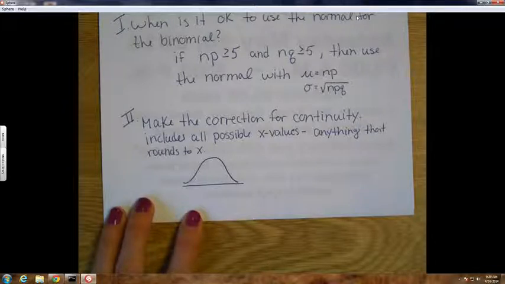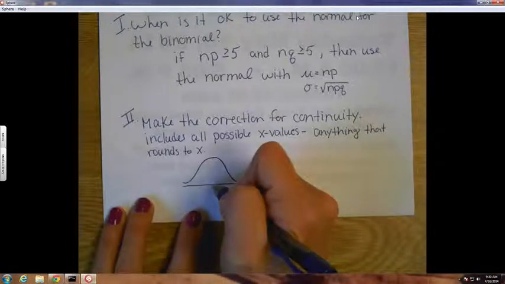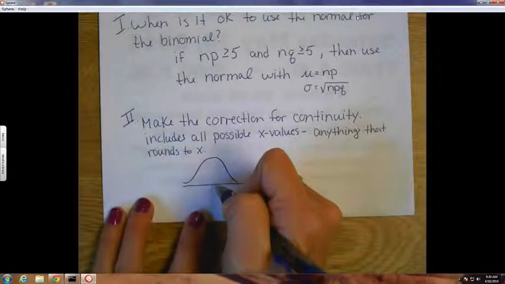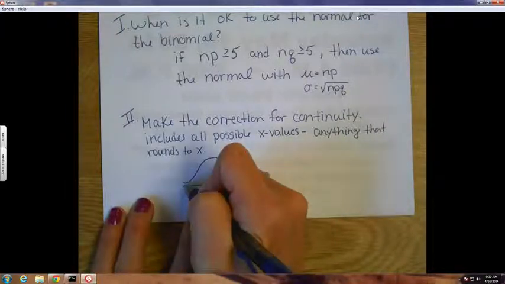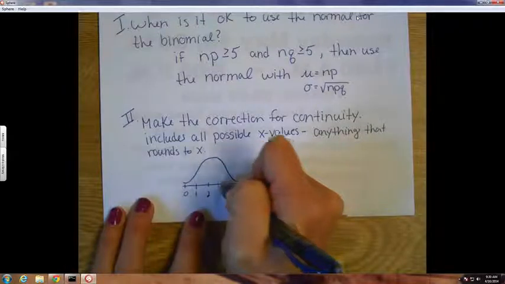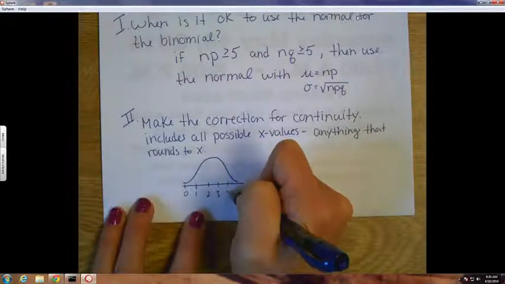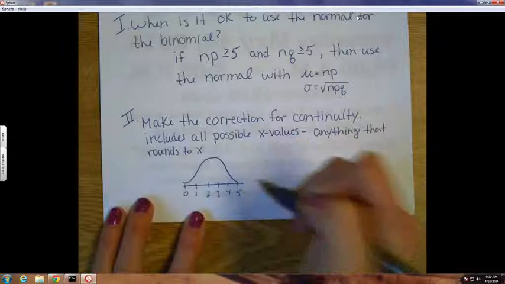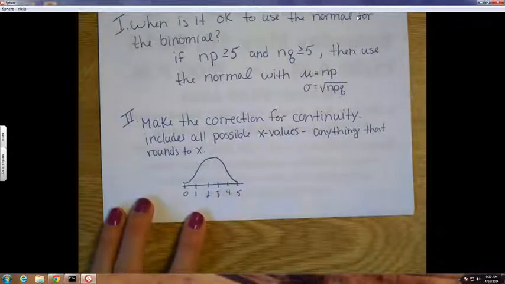Let's say here's the distribution. It goes from, these are not z-scores, these are data values. Number of successes, let's say 0, 1, 2, 3, 4, 5. We do 5 flip the coin thing. Okay. Let's say I was looking for the probability of getting 3 heads. So my x value was 3.